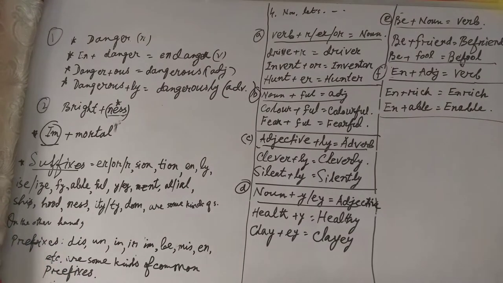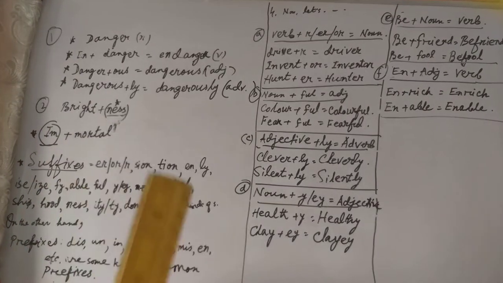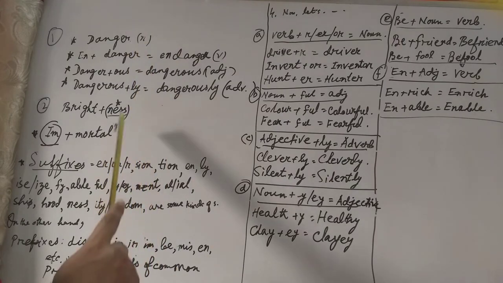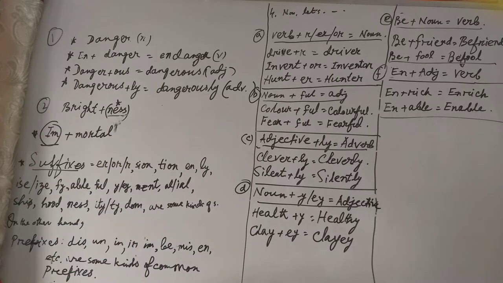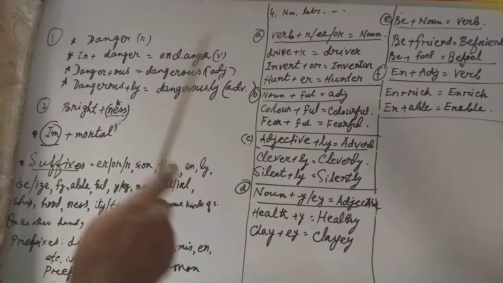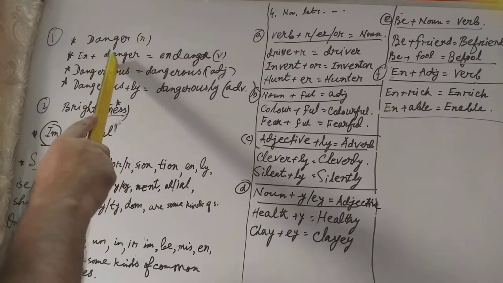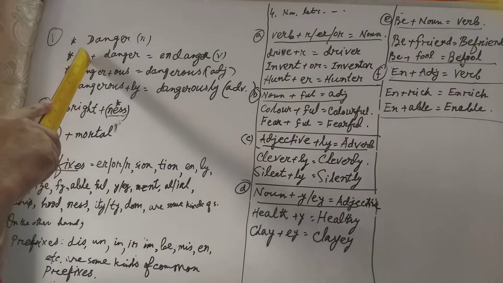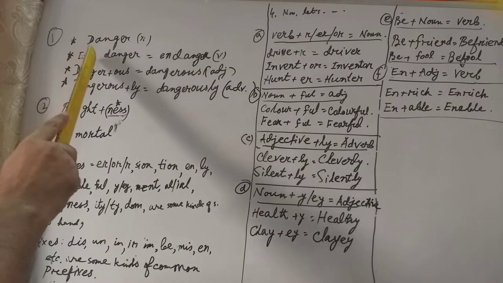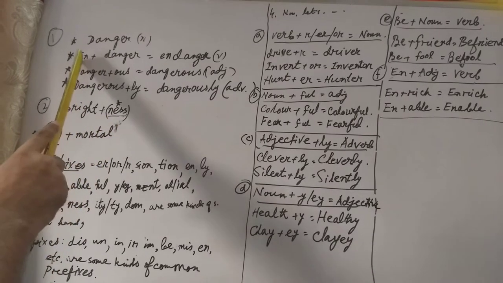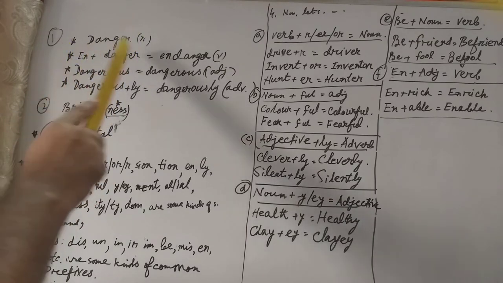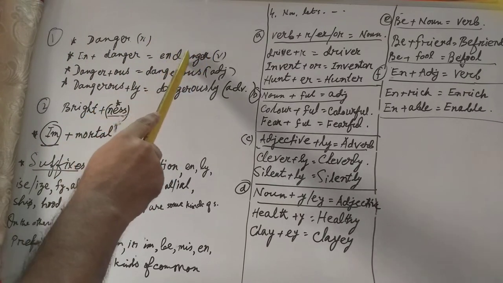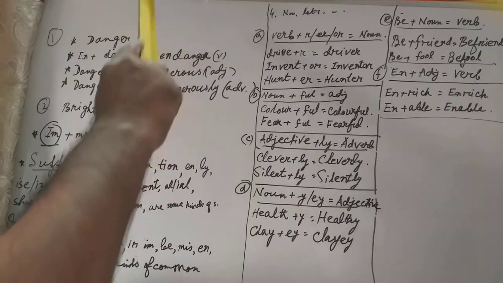It is interesting to say that the words which are added before or after a root word have no specific meaning, but they have a sound. For example, danger has a meaning, but en, it has only a sound, but it has no specific meaning. Only it has a sound. But if you add it with a root word, then it becomes endanger. Here, this word becomes meaningful.